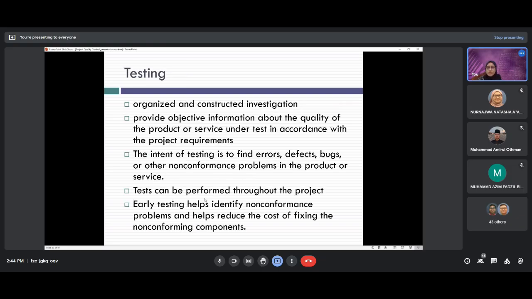And then testing. Once you have inspected, you need to test. Testing is an organized and constructed investigation. The purpose of testing is to find the errors, the defects, the bugs or other non-conformance problems in the product or services. So that is why you need to test.